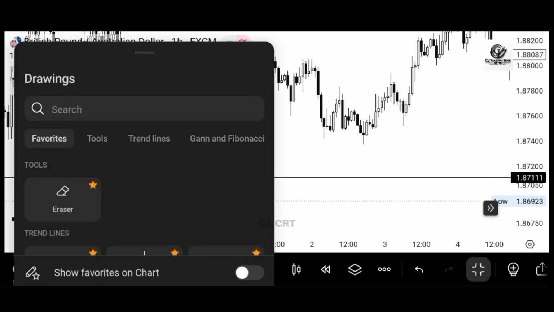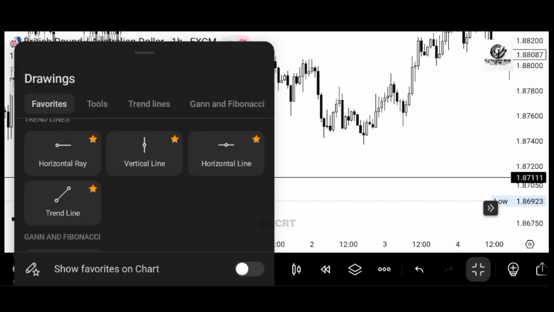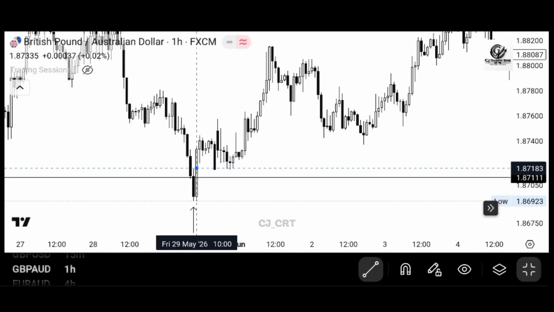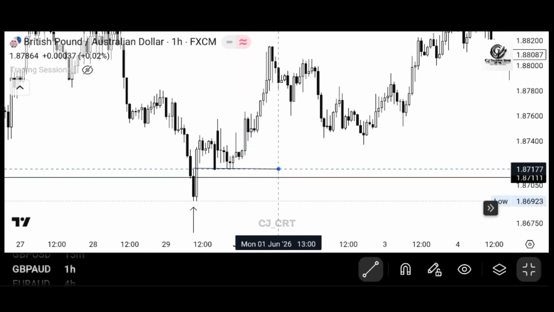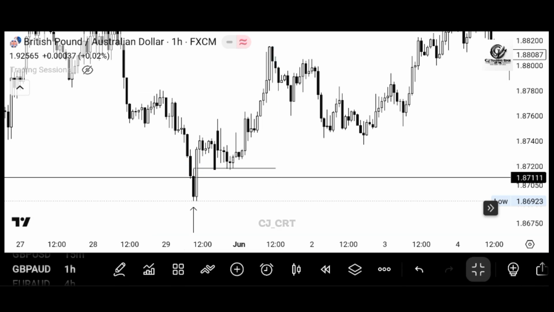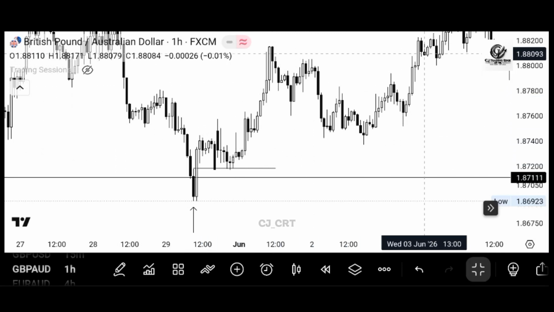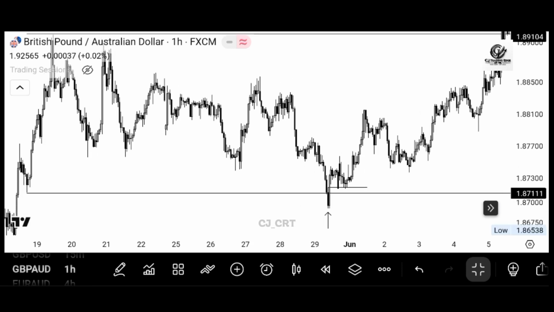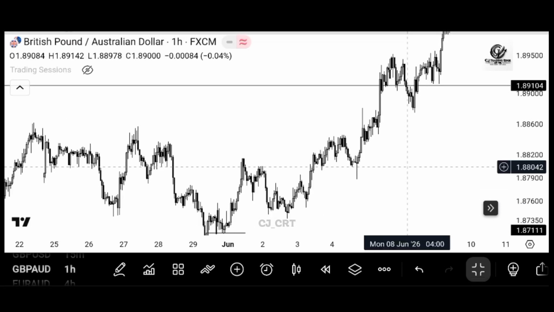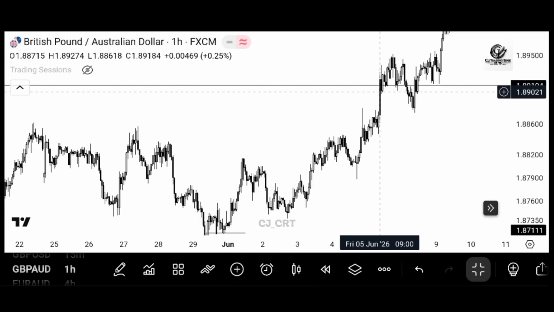After that, you mark from the wick of the tick down close candle. You mark the wick. And as you can see, the market tapped it and then rallied straight to the buy side of the daily candle.